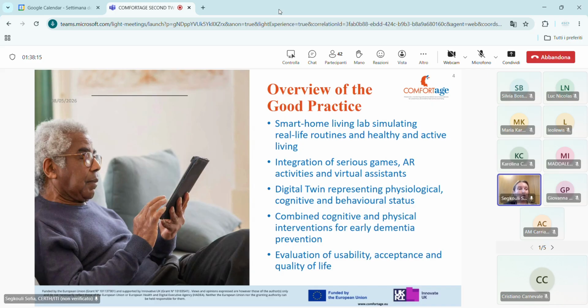target population. At the same time, we place emphasis on evaluating usability, acceptance, and quality of life, ensuring that the technologies that we are implementing in the real infrastructure of the smart home are not only innovative, but also accessible, meaningful, and beneficial for older adults in their everyday life. This is very important for us.